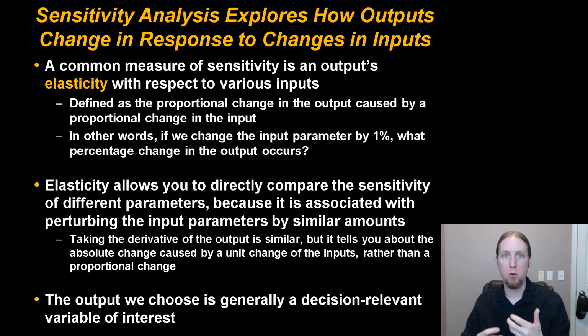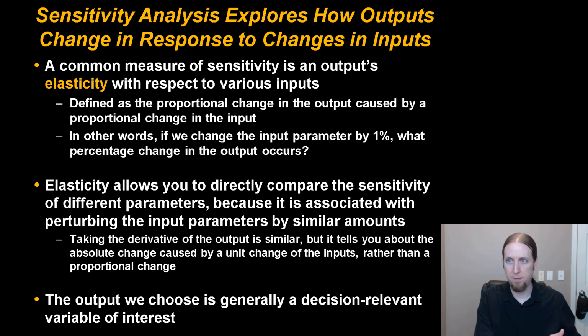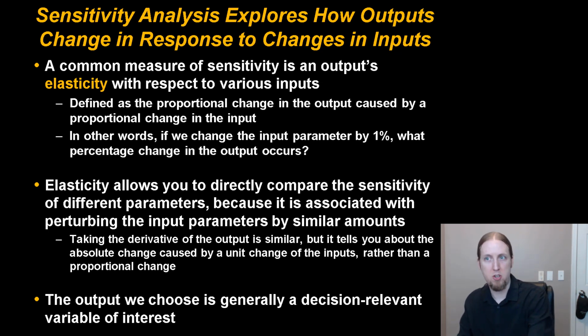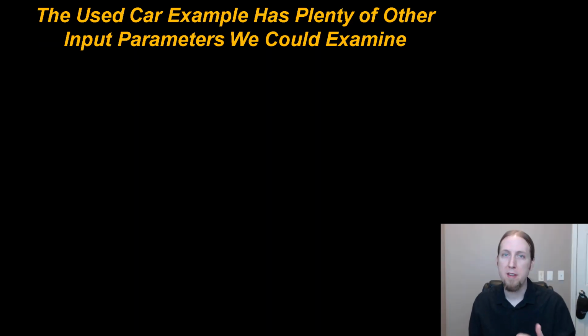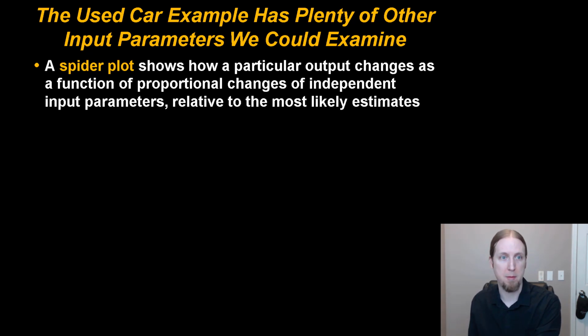So we want to know how sensitive something that we have control over is with respect to changes in things that are more uncertain and less predictable. Even with this pretty simple example, we have a handful of different input parameters that we could examine. And for each of them, we could check how sensitive the break-even mileage is with respect to those different parameters.